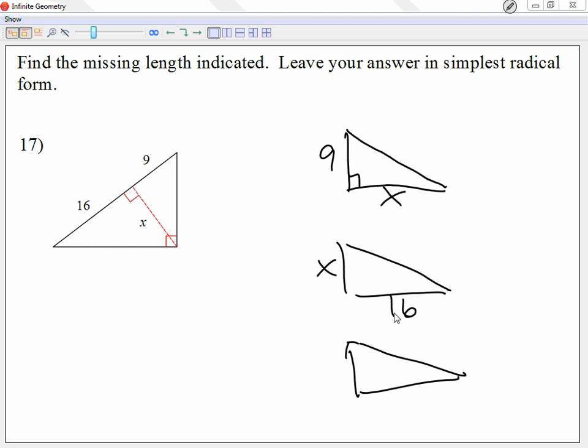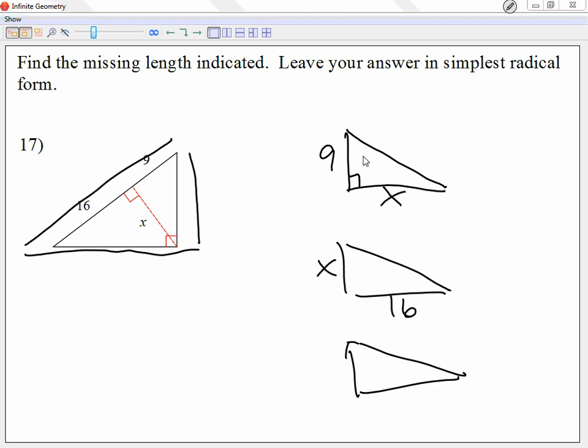The third triangle is the big triangle, which is this one. You might spin it to make it look like this. I'm not going to use it because I already have 2 triangles with 2 sides. So I'm going to use those 2. But if you needed a third triangle, like I said, it's the big one.